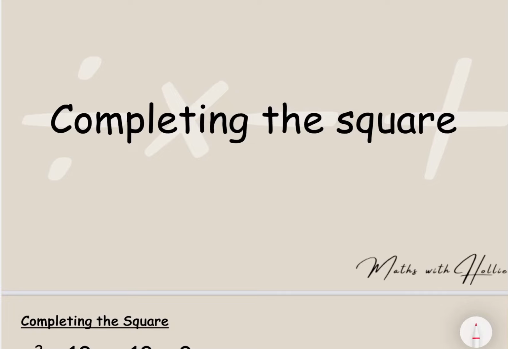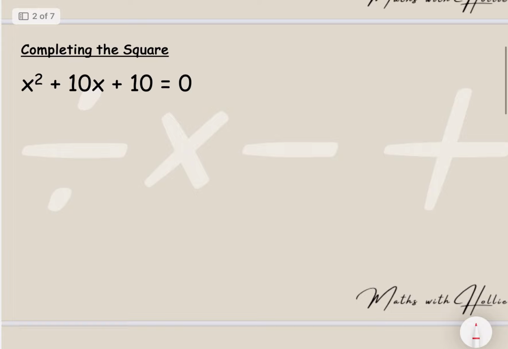Right, in this question, we're going to look at how we use completing the square to firstly solve a quadratic, and then what it also helps in terms of the graph, finding a minimum point. Right, so let's go with this question first.